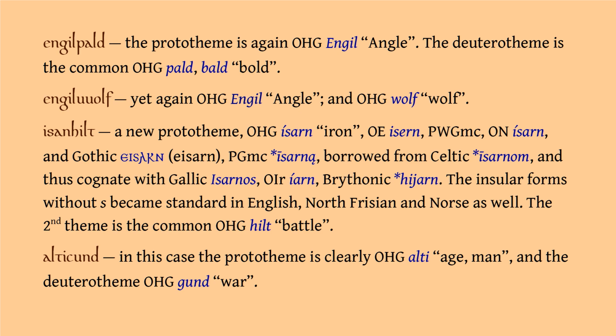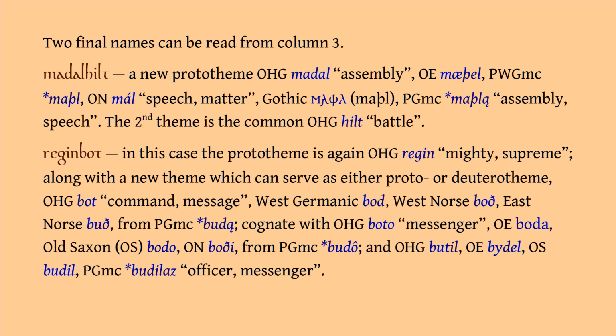Isenhild, a new proto-theme, Old High German Isan, iron, Old English Isrun, Proto-West Germanic, Old Norse and Gothic Isan, Proto-Germanic Isana, borrowed from Celtic Isanom, and thus cognate with Gaelic Isanos, Old Irish Iran, Brythonic Hian. The insular forms without S became standard in English, North Frisian and Norse as well. The second theme is the common Old High German Hilt, battle. Altikund. In this case the proto-theme is clearly Old High German Alti, age, man, and the deuterotheme is Old High German Gund, war.